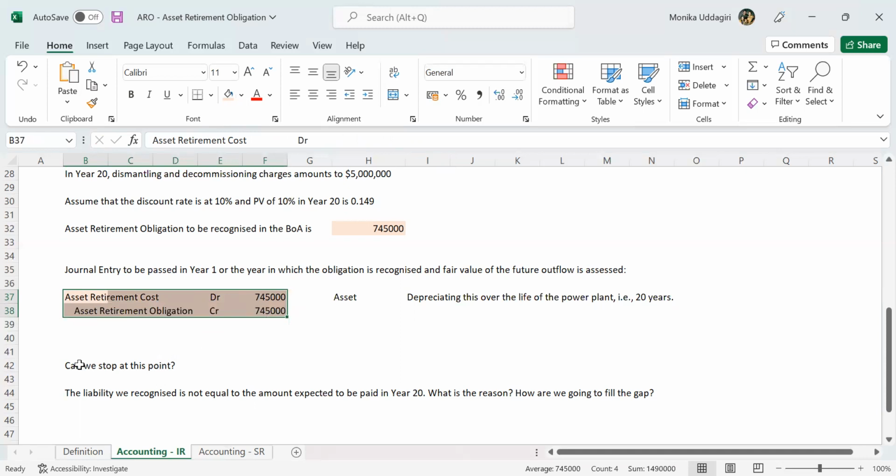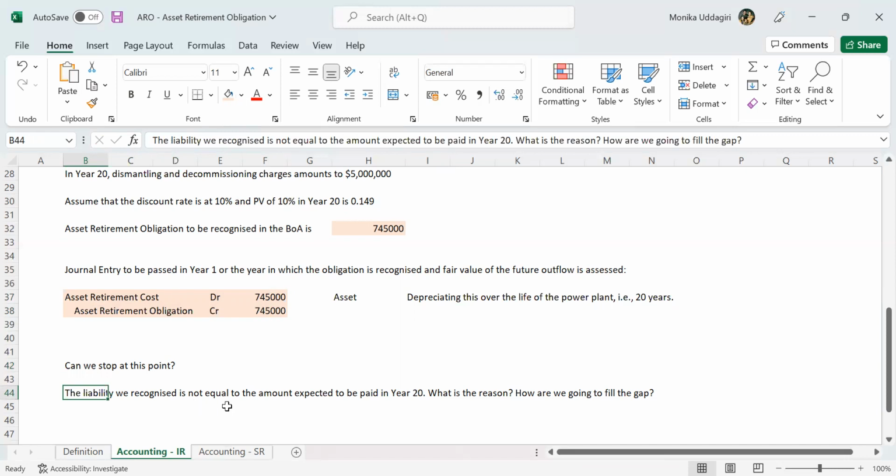Do you think we can stop at this point? The liability we recognize is not equal to the amount we expected to be paid in year 20. What is the reason? How are we going to fill this gap between this 5 million and 745,000? How are we going to fill the gap? All those things we will be discussing in subsequent recognition, which will be there in the next video.